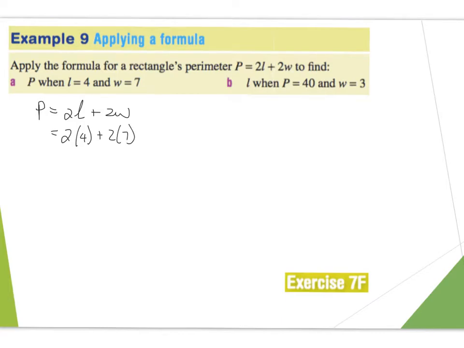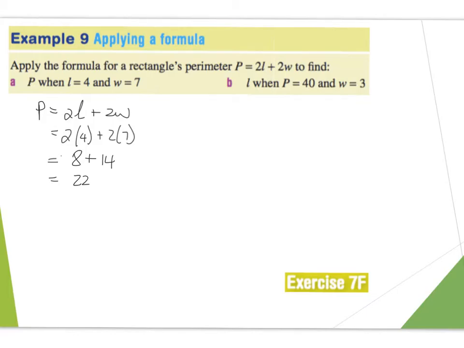I then simplify. I'm going to say 2 times 4 equals 8, and plus 2 times 7 is 14. 8 plus 14 will give us 22. There's no units, so we won't write any units. Straightforward, as we've done in previous topics.